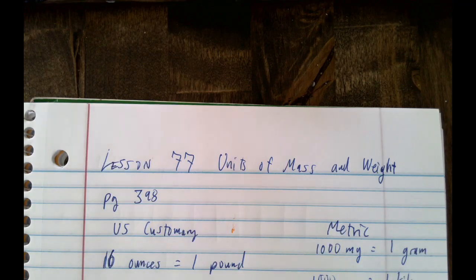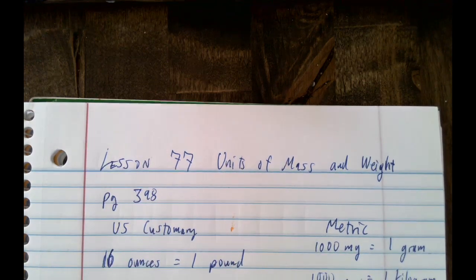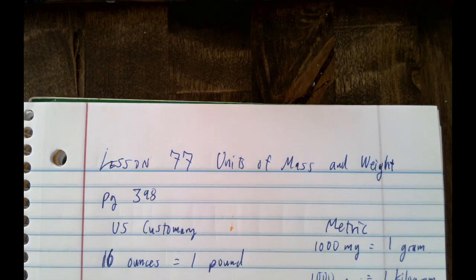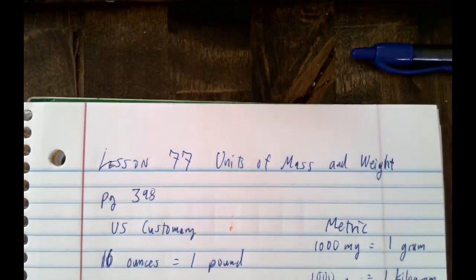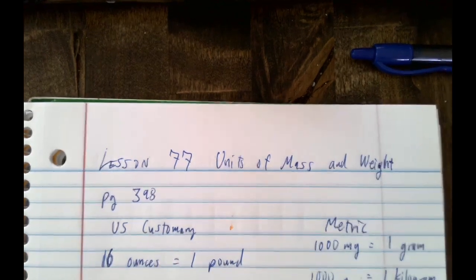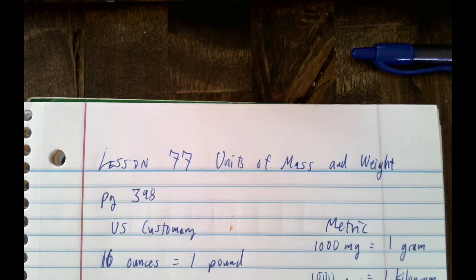So on page 398 in your books, you'll notice a little table that's a table of equivalents for different units of weight or mass. Now there is a difference. Mass is the quantity of matter in an object, while weight is actually a force. That's the force that your body or whatever object it is exerts on the ground. So they're not technically the same thing. They get thrown around a lot as the same thing, but they're not.